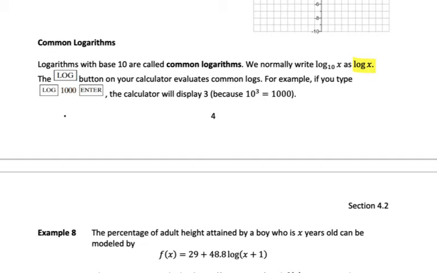You should be able to see a log button on your calculator somewhere. That button is going to evaluate common logs. So if you type in log of 1,000 and then hit enter or equals, then the calculator will give you an answer of 3, because 10 to the third is 1,000 and it's doing log base 10.